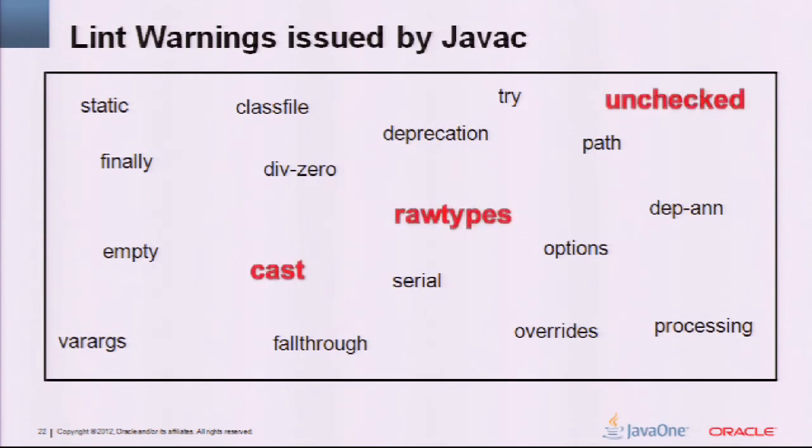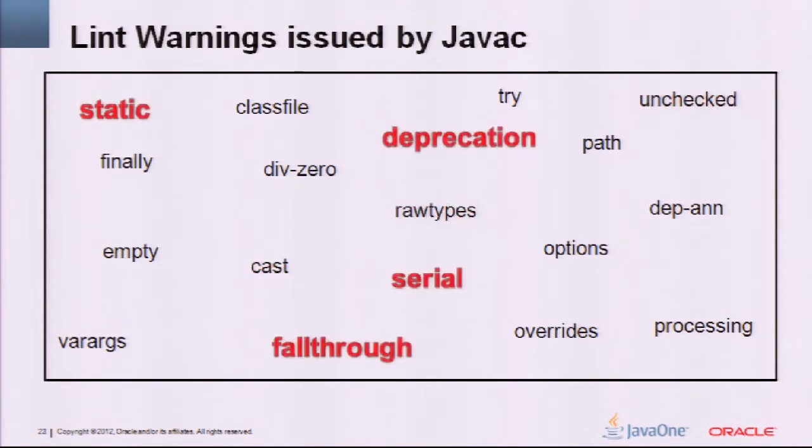These three, specifically unchecked and rawtypes, you get when you're using generics or when you're not using generics. And cast is kind of related to them, so I'll be talking about them later on. Before that, I'll be talking about these four: static, deprecation, serial, and fallthrough, because in our experience, they are the more common ones that you see.